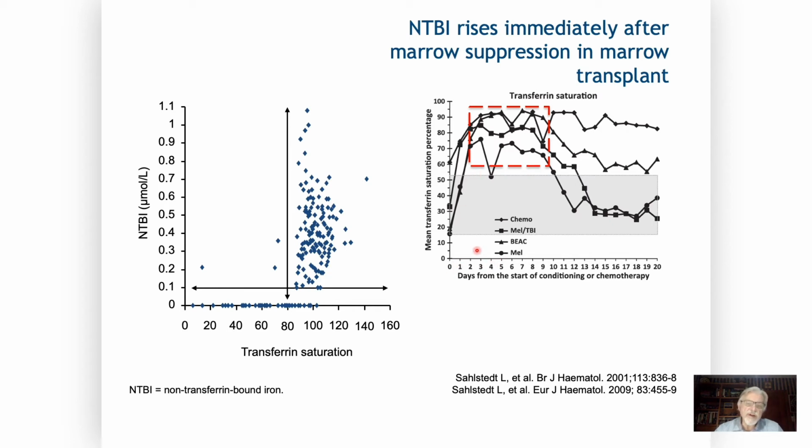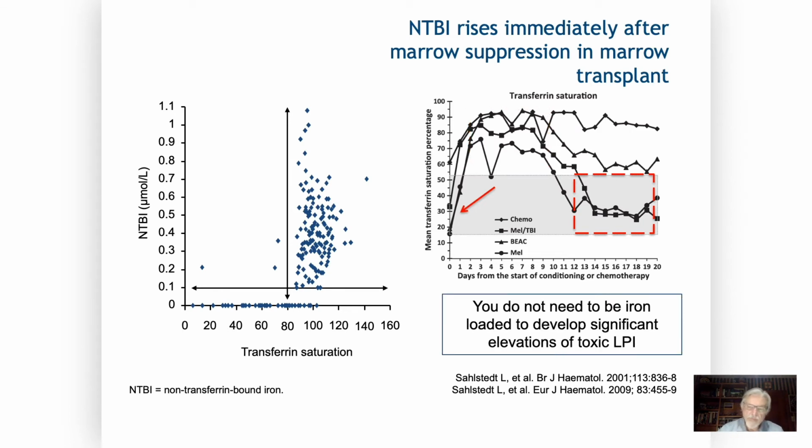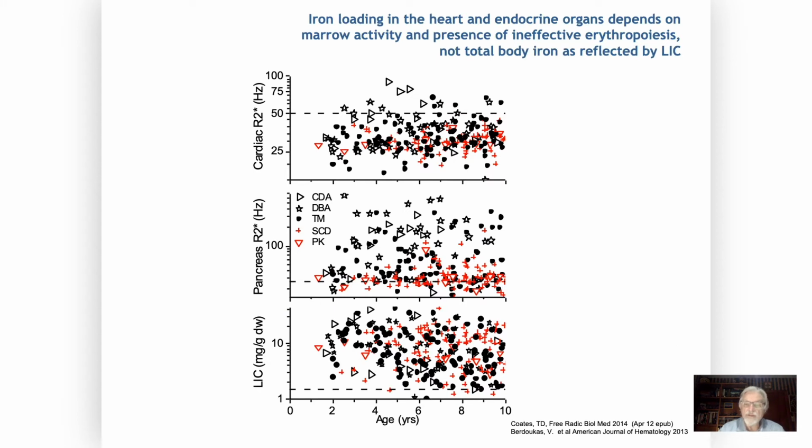And you can see here that 3 or 4 days after starting the chemotherapy, the transferrin saturations go from normal up to nearly 100% because you've killed all the red cells. And similarly, when the marrow recovers, which you see over here with the milder chemotherapy, these levels come back down again as the marrow activity comes back and you start to use the iron. So the bottom line here is you don't need to be iron overloaded to get significant elevations in toxic labile plasma iron. Just killing your bone marrow or having your marrow stop for some reason can cause that to happen as well.